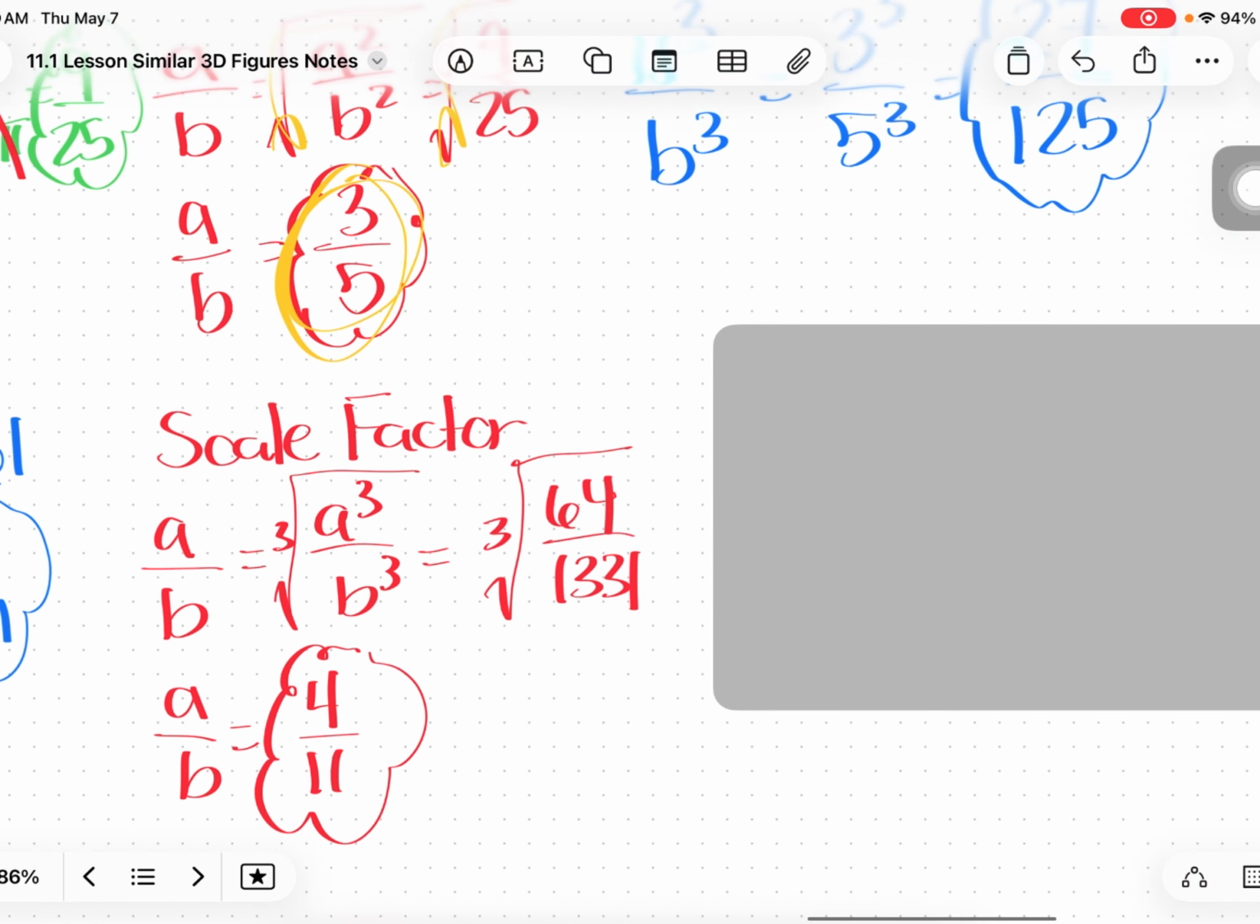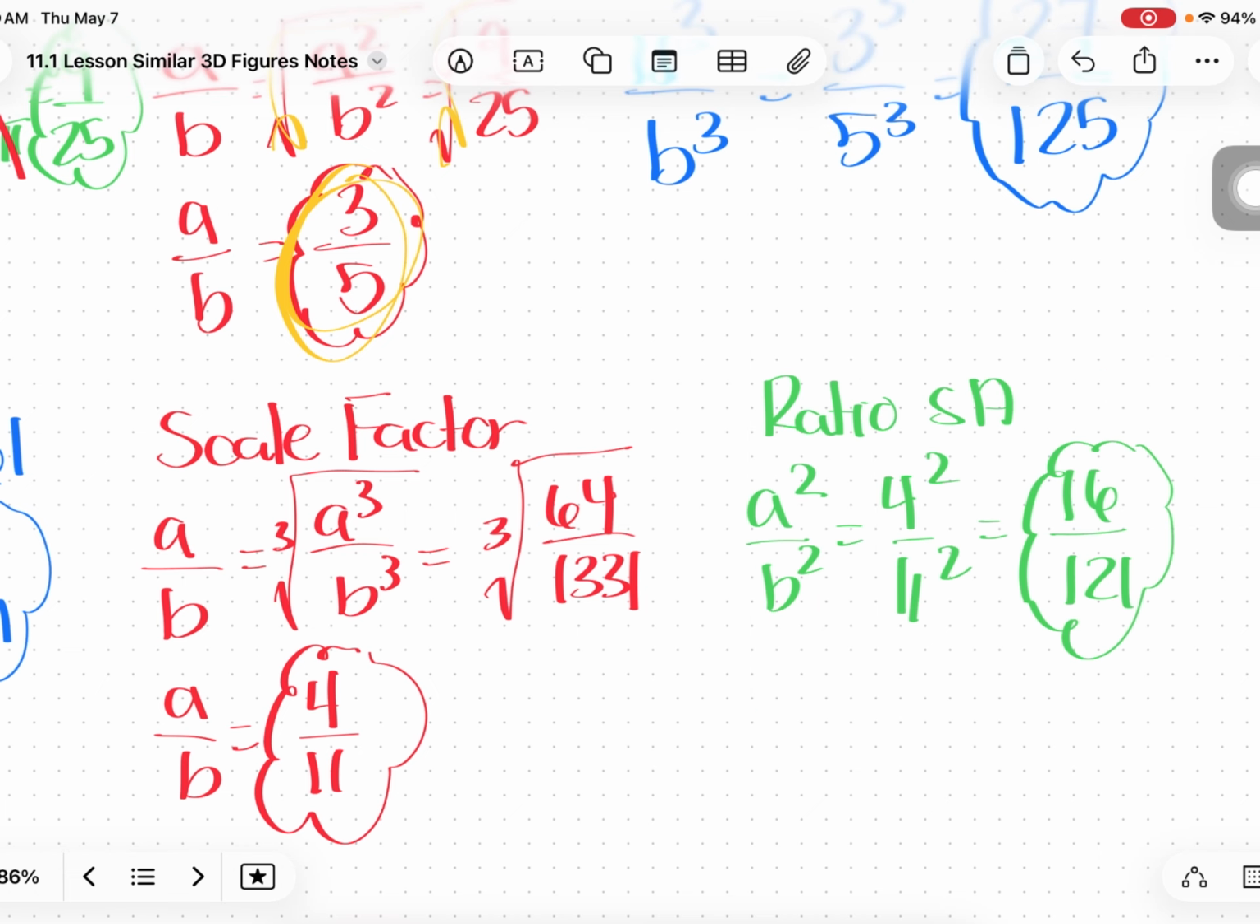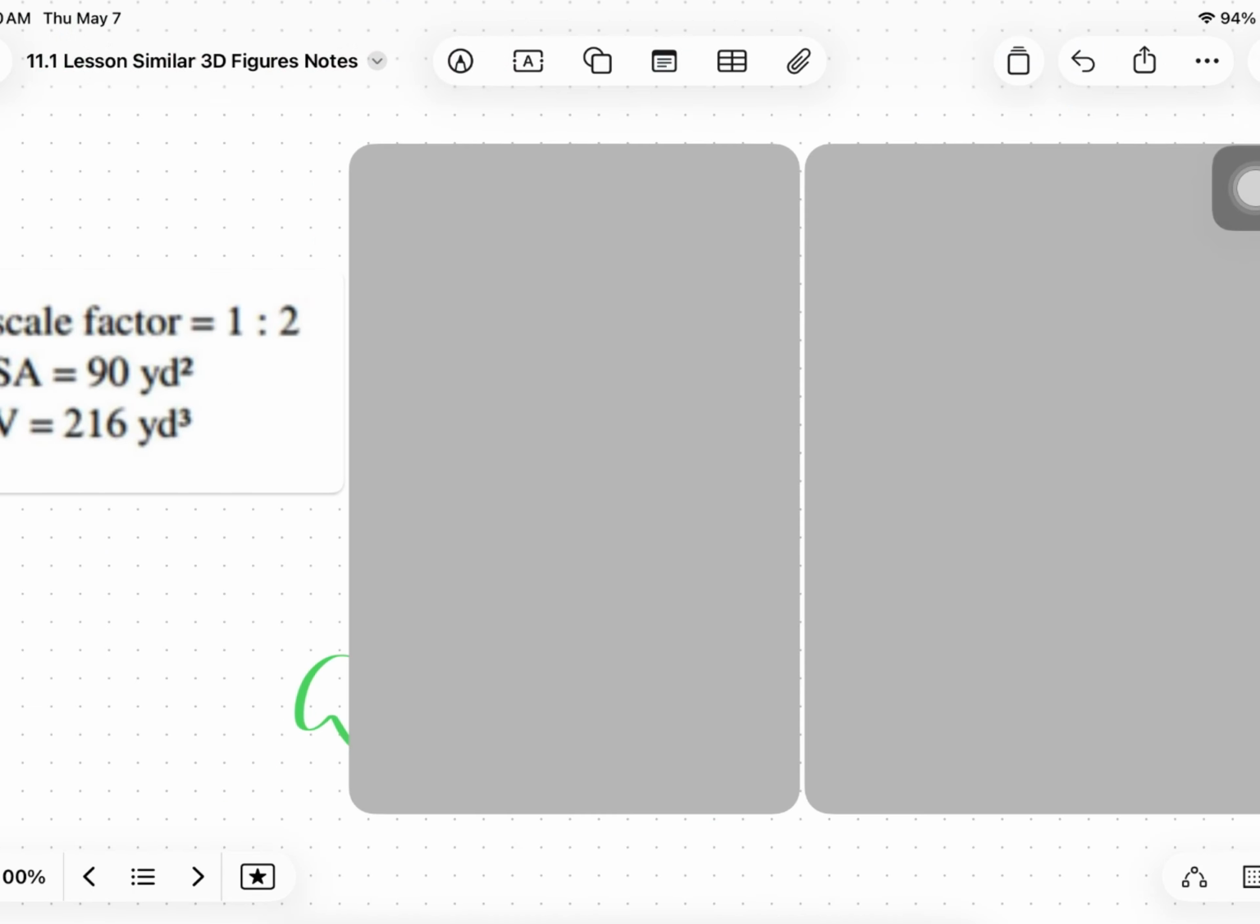And now that I have A and B, I can go find the ratio of surface areas by squaring A and B. 4 squared, 11 squared gives me 16 over 121.